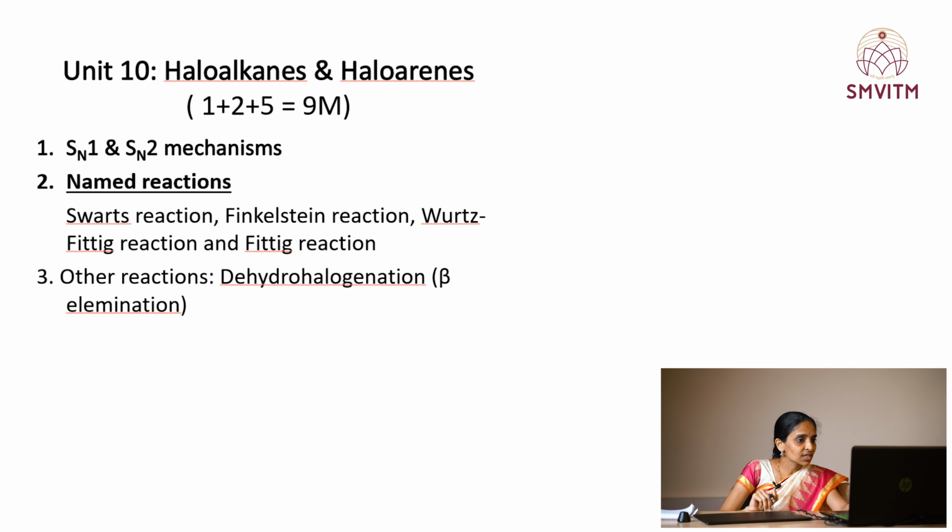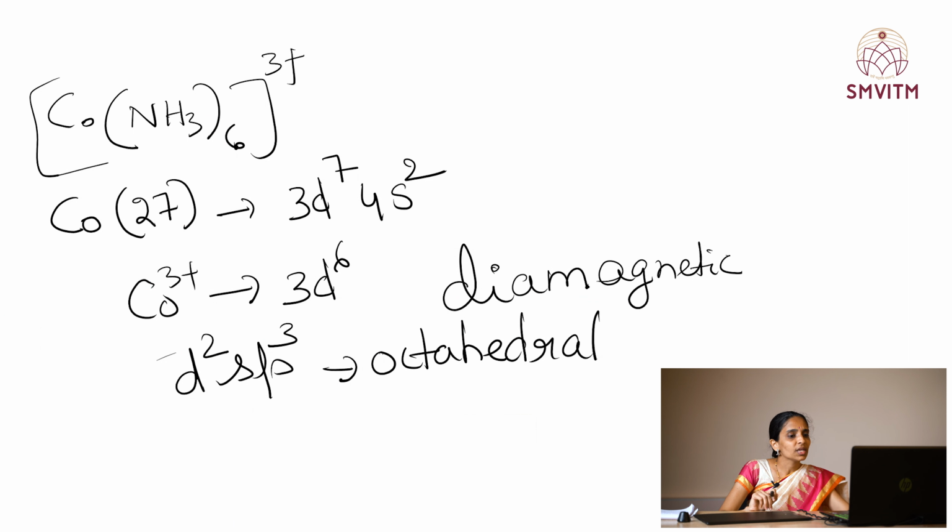Fine. So named reactions here are Schwarz, Finkelstein. See, Finkelstein starts with the F, but remember it is for iodo compound preparation, not for fluoro compound. Schwarz is for fluoro compound. Wurtz reaction is a topic of first year. It may not be asked here, but Wurtz-Fittig reaction and Fittig reaction are the named reactions. And there are other reactions also, dehydrohalogenation or beta elimination. They can also be asked.